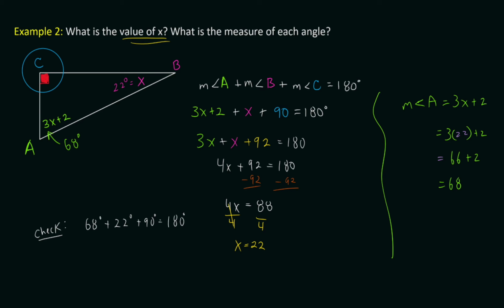So here's an example of how to use the triangle sum theorem to solve for missing angles when you have algebraic expressions.